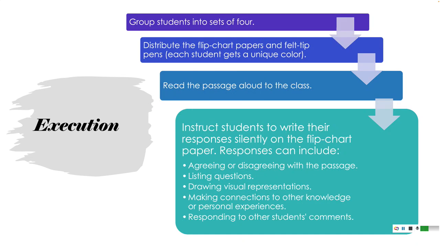Execution: group students into sets of 4. Distribute the flip chart papers and felt tip pens. Each student gets a unique color. Read the passage aloud to the class. Instruct students to write their responses silently on their flip chart paper.